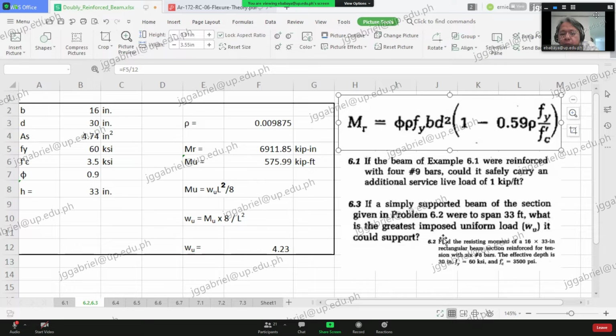Now, let's answer 6.2. It says, find the resisting moment of a 16 by 33 inches rectangular beam section, reinforced for tension with 6 number 8 bars. The effective depth is 30 inches. fy is 60 ksi. f'c is 3,500 psi.